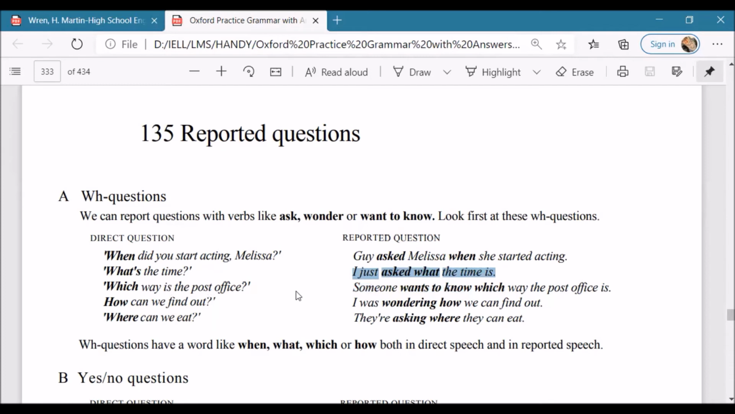Which day is the post office? Someone wants to know which day the post office is. Which way the post office is. So this is how you can use these words like asked, wonders, or wants to know. How can we find out? I'm wondering how we can find out. But still we would have WH words retained.